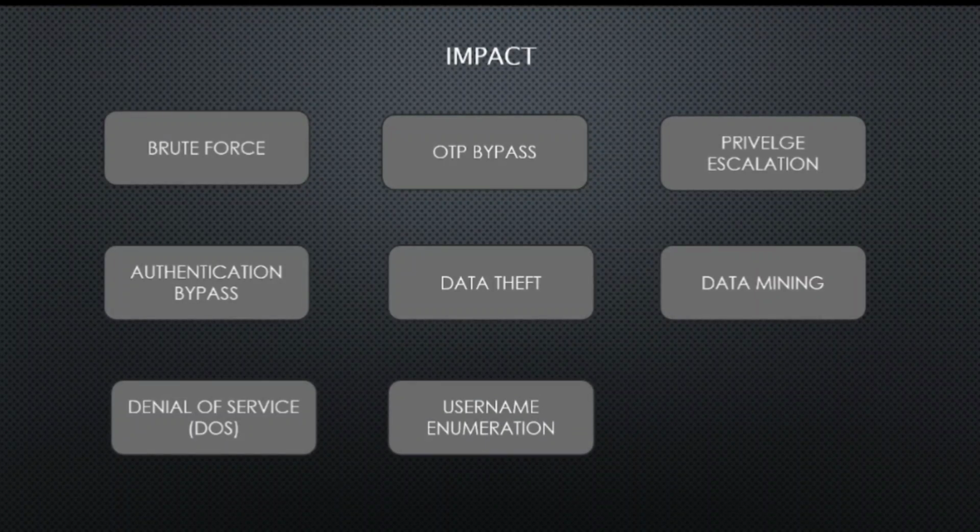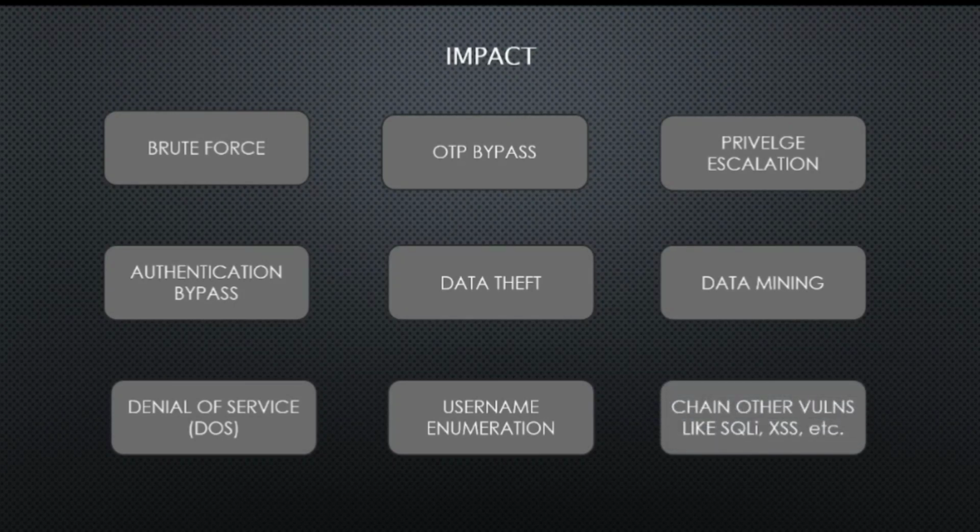Username enumeration is not considered a high or a critical vulnerability. It's a very low impact, because you can guess the valid usernames on a particular website. So yes, chaining other vulnerabilities is very much possible, because vulnerabilities can be chained together. Many vulnerabilities like SQL injection and cross-site scripting can be chained with no rate limiting, and it can even be escalated to a higher, more critical impact, like mass data being leaked due to SQL injection and many more.